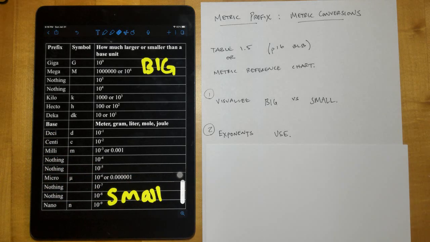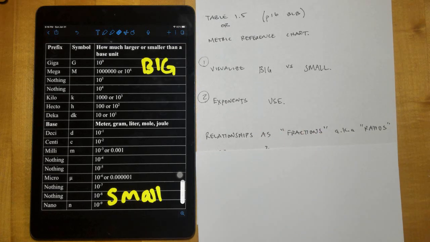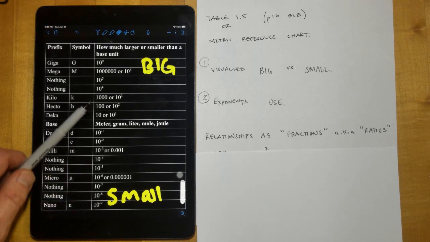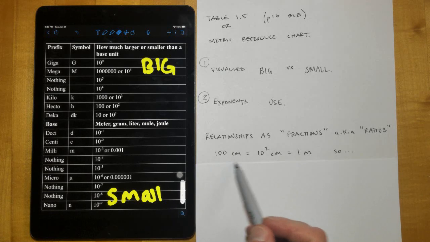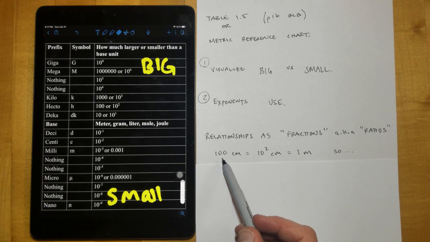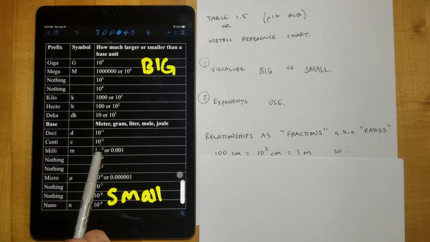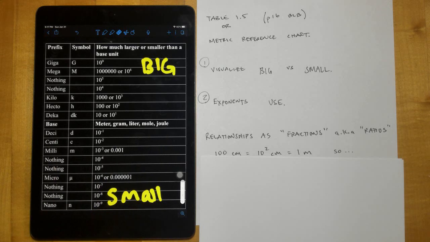All right, never be afraid to use exponents and make the relationships into fractions or ratios, because then you can never go wrong. I know there are all the ways you can count the number of decimals and the places that you move them, but this is a foolproof way, because you always have the exponents right here on the chart. If you just remember those, you can never go wrong. For example, we just talked about how there are 100 centimeters in 1 meter. You just learned about scientific notation, so you can write that as 10 to the 2. So there are 10 to the 2 of these small units in one of these large units called a meter or a gram or a liter or a mole or a joule, whatever the base unit is.